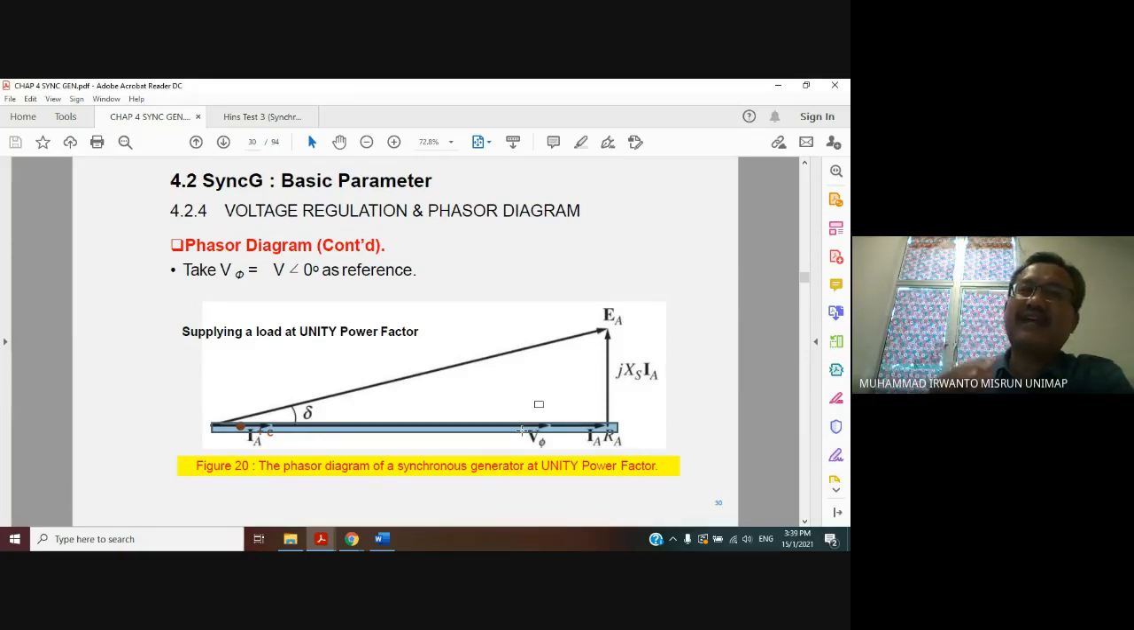And then the second step, you can draw the armature current. Where is the armature current? IA. Yeah, because it is unity, meaning the phase voltage and armature current are in phase. Mananya are in phase, sama-sama dia punya angle 0.